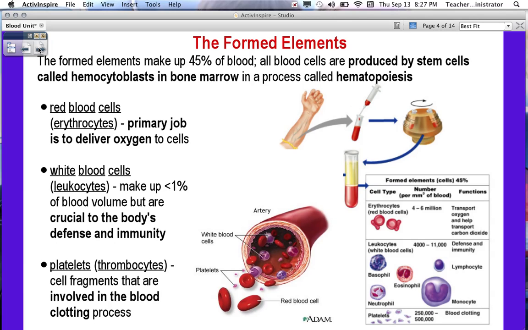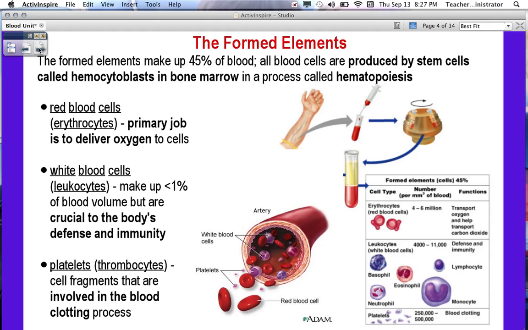And in particular, we're paying attention to the blood cells. The 3 types of blood cells that make up your formed elements of your blood are red cells, white cells, and platelets. The scientific term for red cells is erythrocytes, and the primary job is to deliver oxygen to your cells. White blood cells make up less than 1% of that 45% of your blood, and their job is immunity and to fight infection. So they help with body defense, and it also helps with immunity.